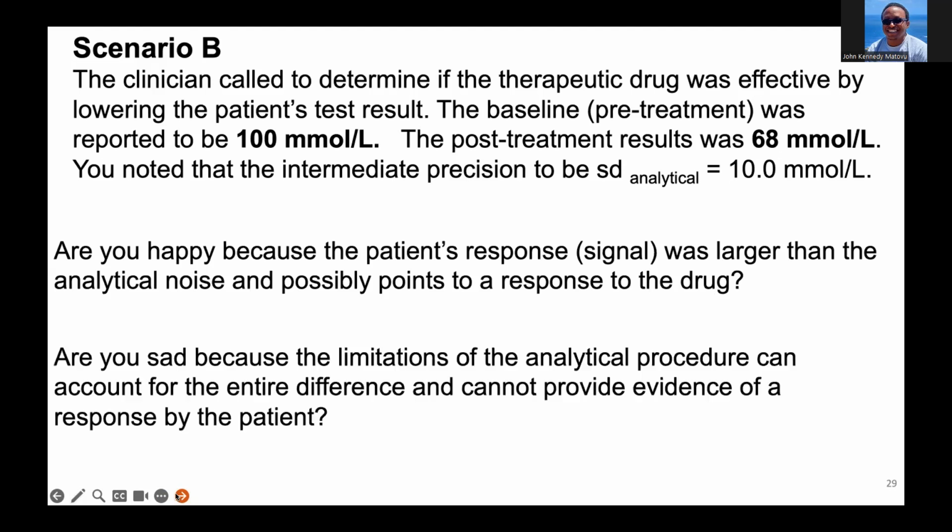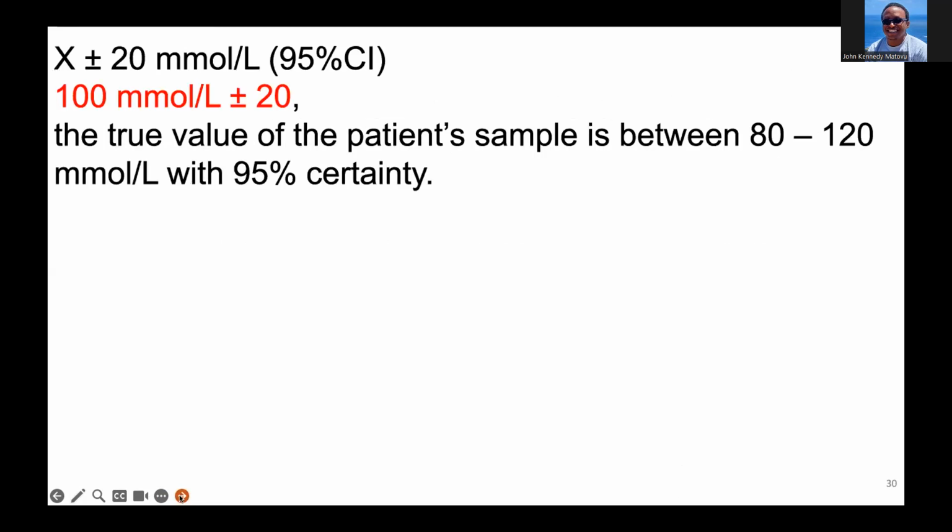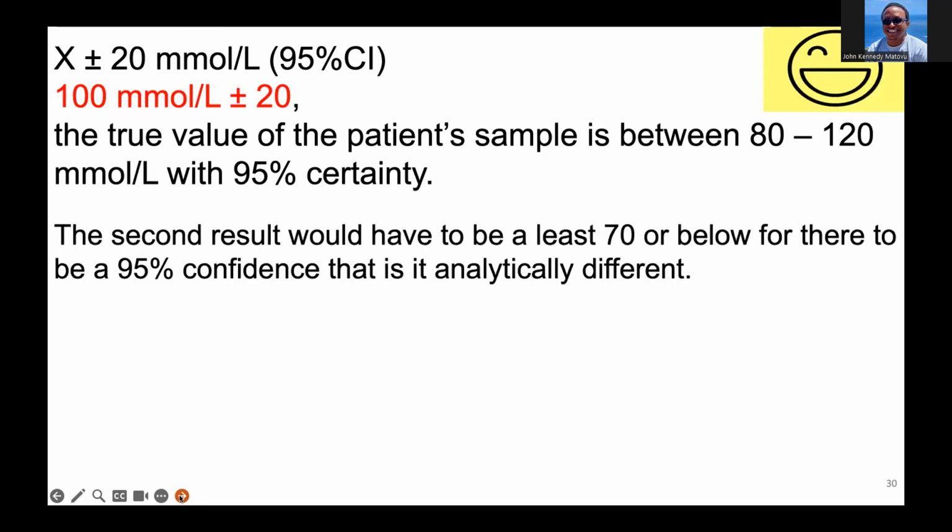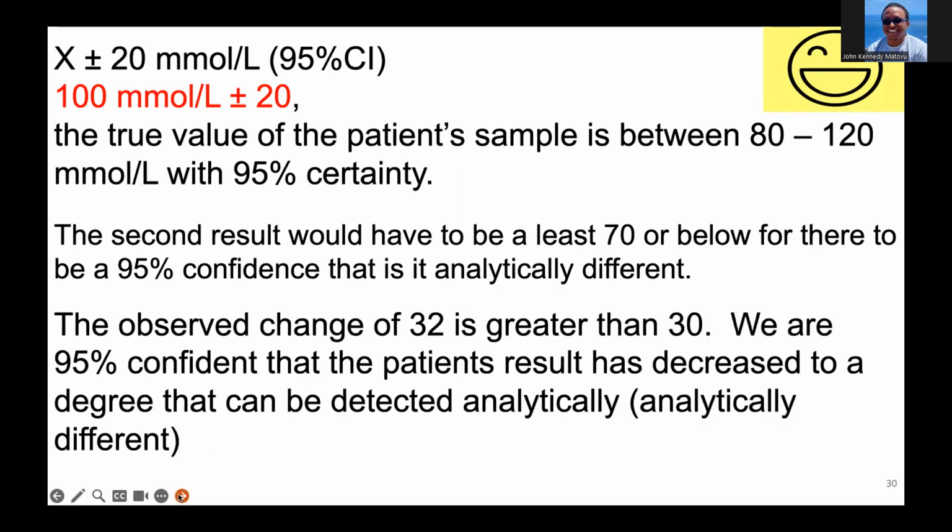So are we happy or are we sad in the chat box for the second one? Are we happy or are we sad? Happy, happy, happy. I see lots of happy. Yes, we're going to be happy this time because it's the same scenario, same values, but this time, if you look at the range, we're below that, right? We're below that 30. So the observed change is 32, which is greater than the 30.